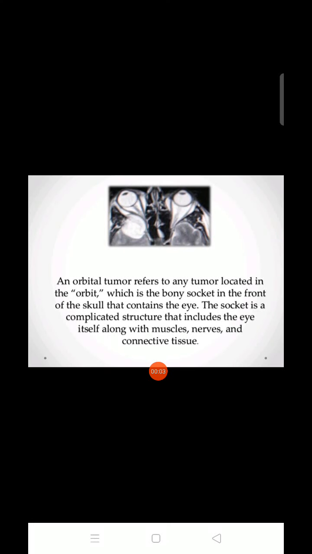That is the last topic under eye: orbital tumor. An orbital tumor refers to any tumor located in the orbit, which is a bony socket in the front of the skull that contains the eye. The socket is a complicated structure that includes the eye itself along with the muscles, nerves and connective tissues. That whole thing we call the orbit.